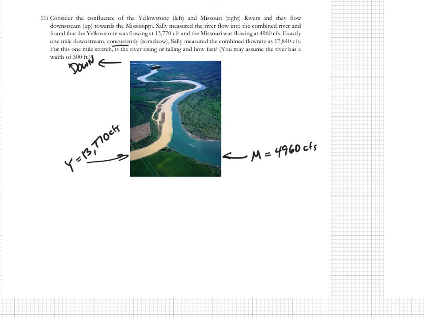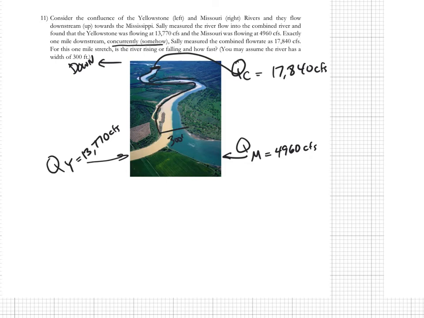Exactly 1 mile downstream, somewhere down here, concurrently, so at the exact same moment, Sally measured the combined flow rate, so we'll say the combined flow rate as 1,740 CFS. Let's make those Q's. So this is Q sub C, this is Q sub M, this is Q sub Y. For this 1 mile stretch, is the river rising or falling, and how fast? You may assume the river has a width of 300 feet. So it's 300 feet here, 300 feet, and this is 1 mile.